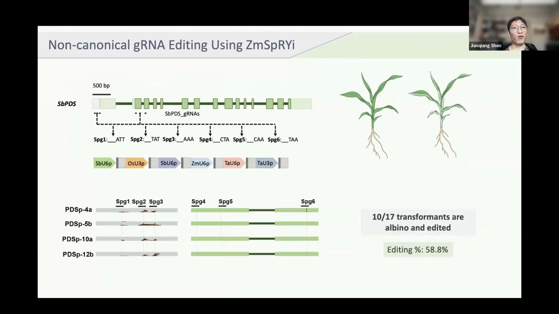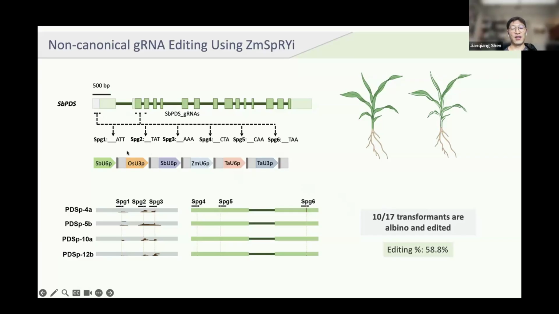For SpRY, there's one benefit: it can be used as an editor for AT-rich regions, and we know that AT-rich sequences might be in the promoter or the untranslated region. So we designed 6 guide RNAs targeting the PDS promoter as well as exons, and all of them end up with an AT, which is pretty good.